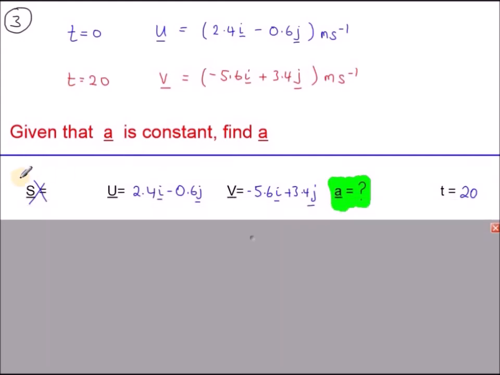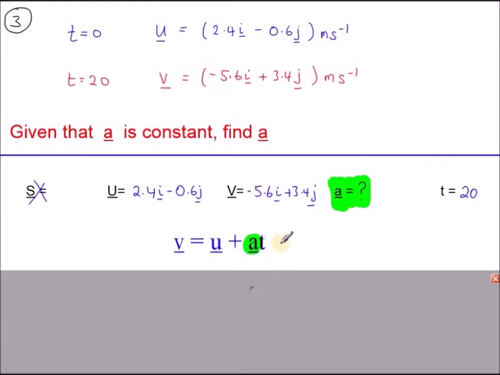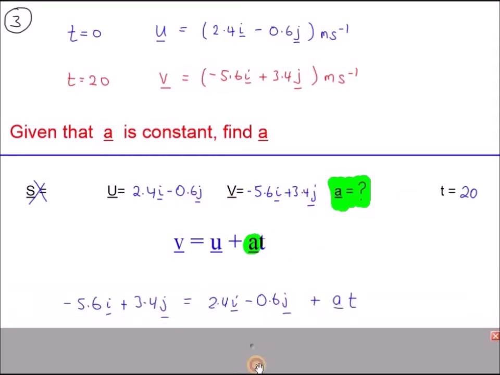So we start off with our basic variables here. We're not interested in the displacement. We've got initial velocity, velocity at 20 seconds, and we're after the acceleration. v is equal to u plus at, our vector SUVAT formula. We substitute our values in, and now we need to rearrange.